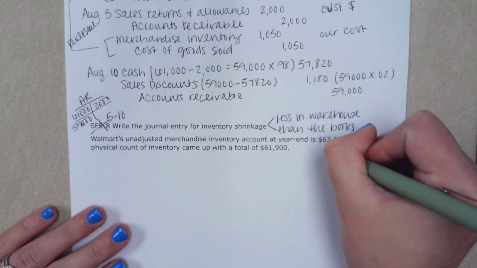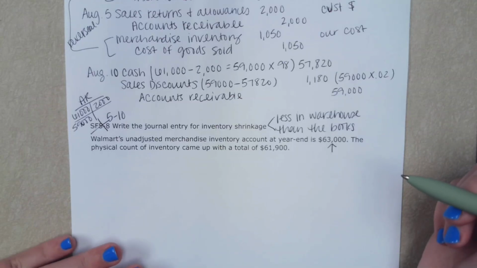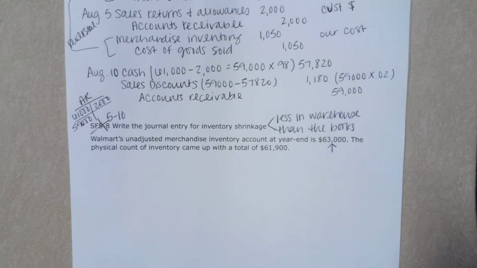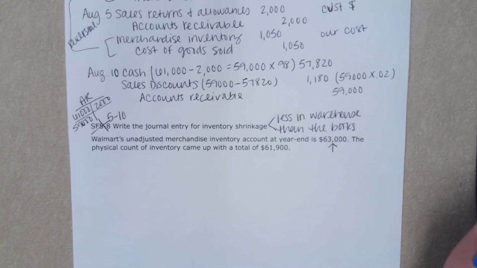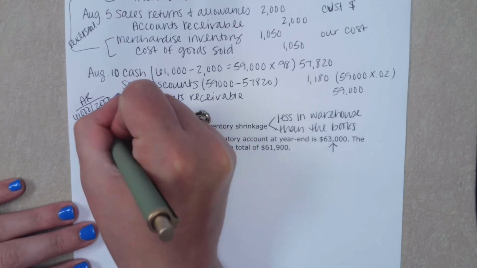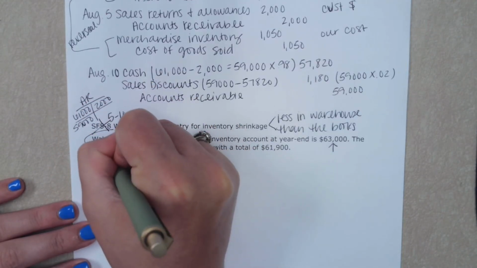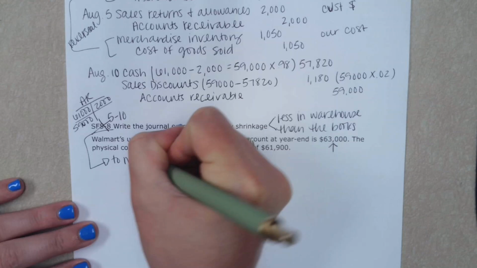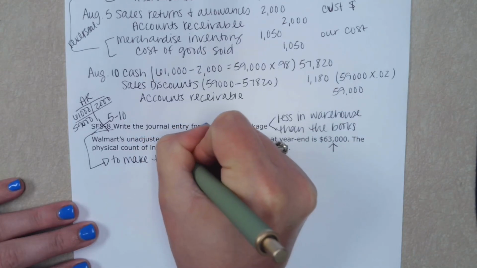So our report we printed out of our accounting system says there should be $63,000 worth of whatever inventory, but really we only show 61,900 when we physically went out there and counted. So we make this entry to make the books match physical.